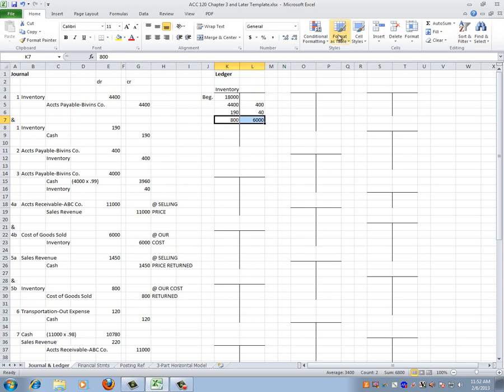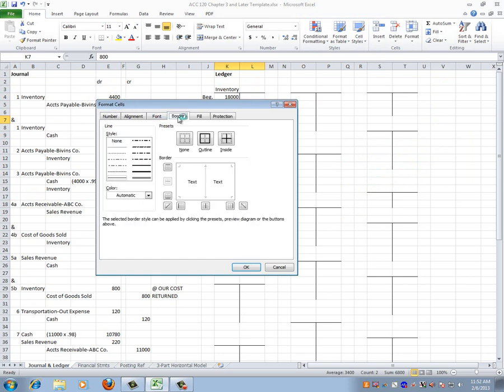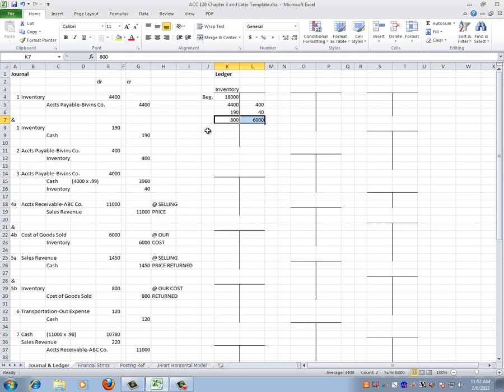So let's see first what our unadjusted balance shows in our inventory asset. And at this point, let's see if I can put in a formula properly.